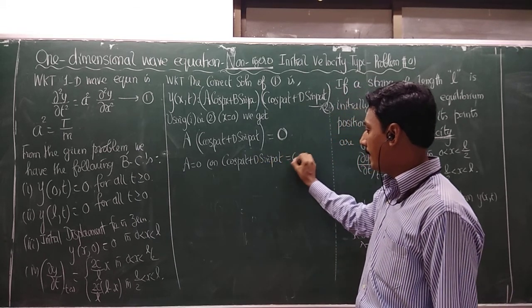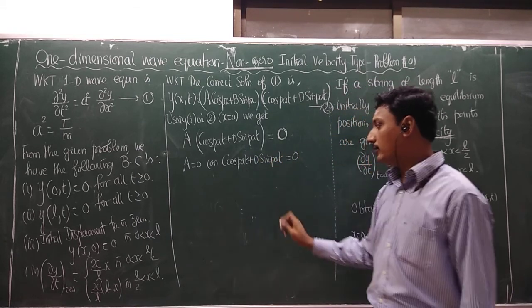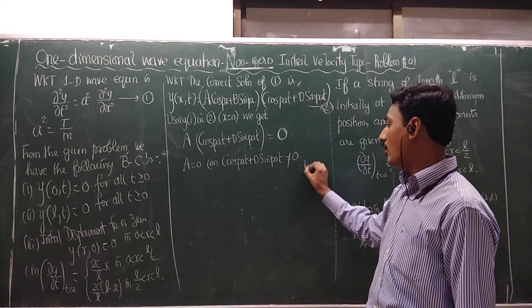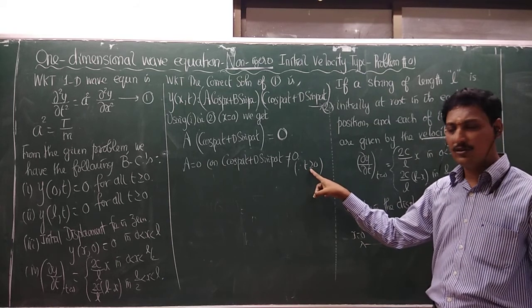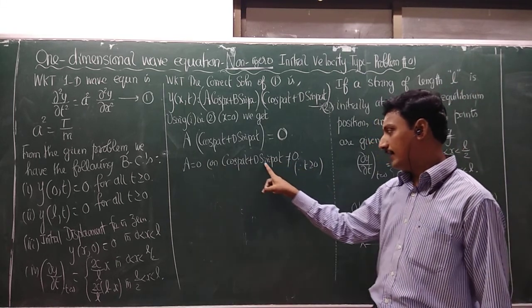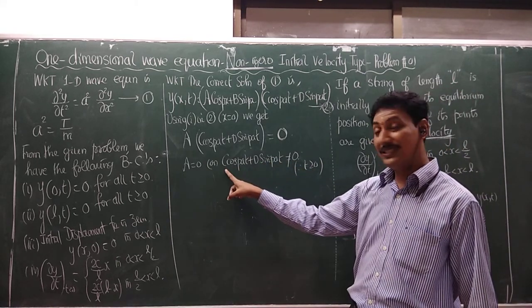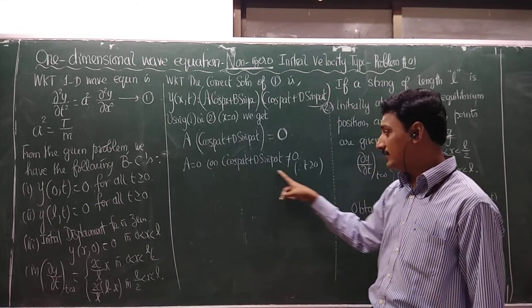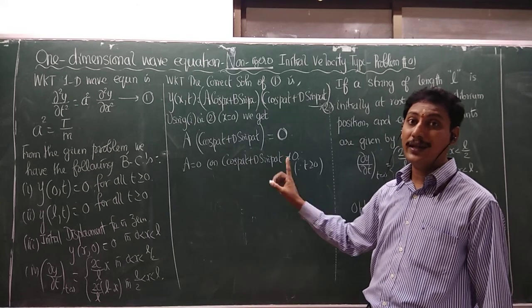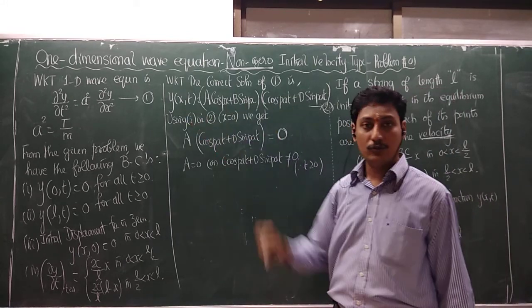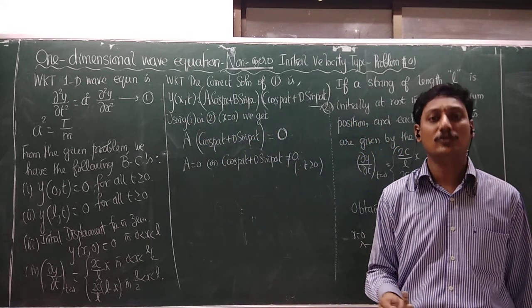Now this is not equal to 0 for all the time t. By putting t equal to 0, sin 0 is 0 and cos 0 is 1, so we get only c equal to 0. But if both c and d become 0, what happened? The entire solution becomes 0. We can get the zero solution.